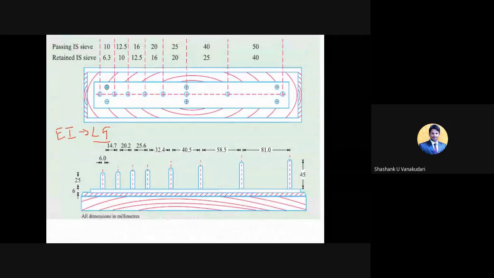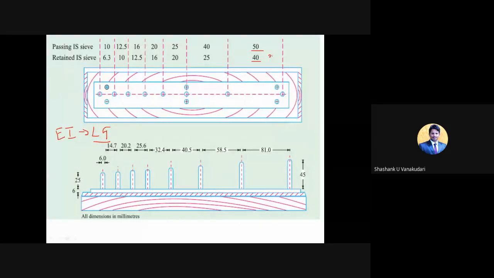In this elongation index test, we have a wooden-like structure at the base of the instrument, and certain poles. Here we need to measure the distance between these poles. Clear? The distance between these poles depends upon the sieve sizes. You can see in the top plan, from one pole to the other pole, it is given with respect to 50 mm passing and 40 mm retained. So in the same table, again you need to note down 50 mm passing, 40 mm retained.